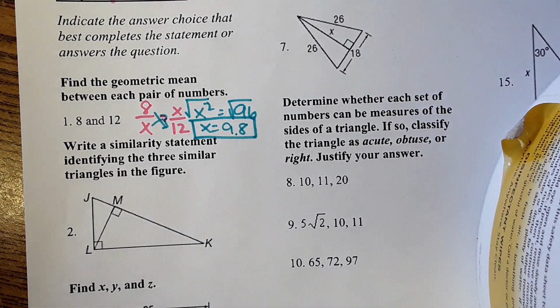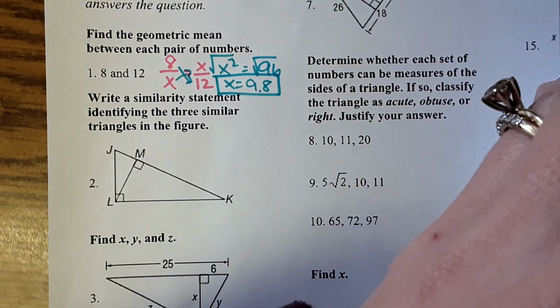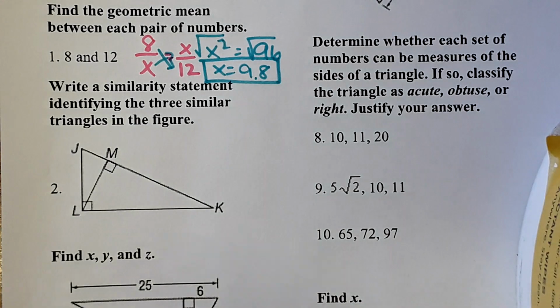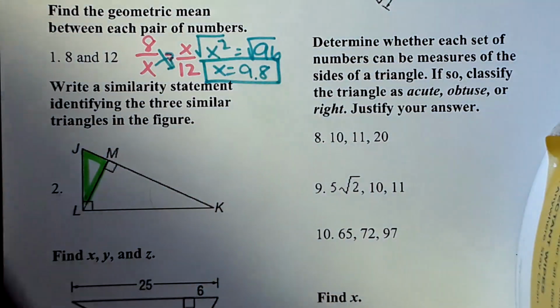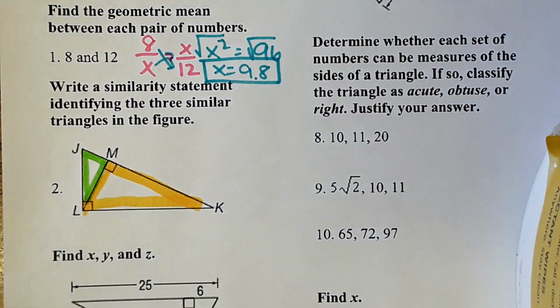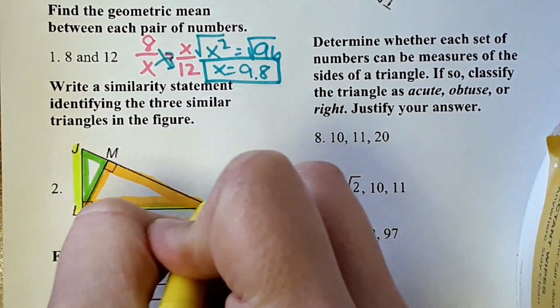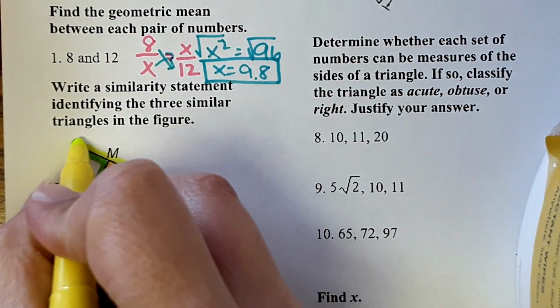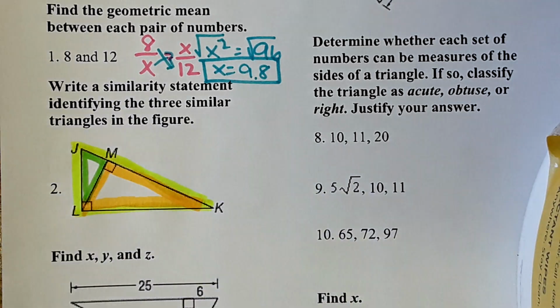Okay, next one, it says write a similarity statement to identify the 3 similar triangles. As you know, there is a triangle right here, small one, and there's also a triangle right here, and then the larger triangle that encompasses the whole thing. Where's my other highlighter? There it is. Okay, so 3 triangles here, this one, a medium-sized one, and the larger one that encompasses both.